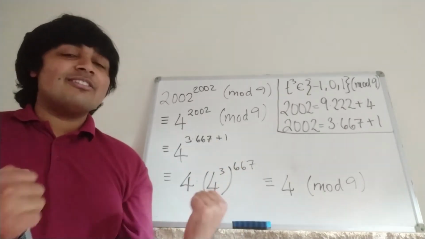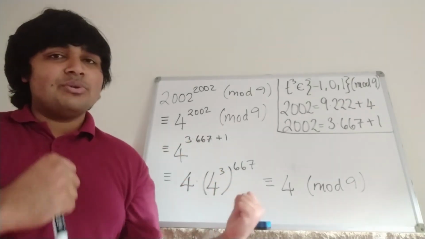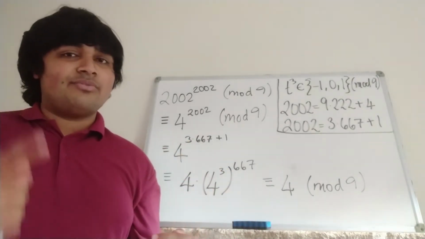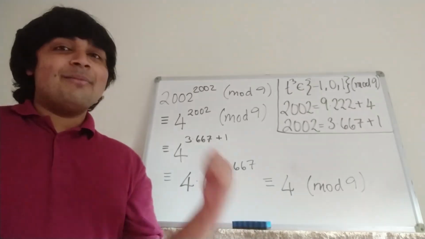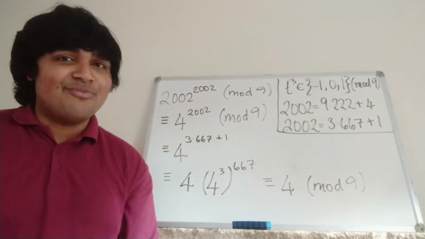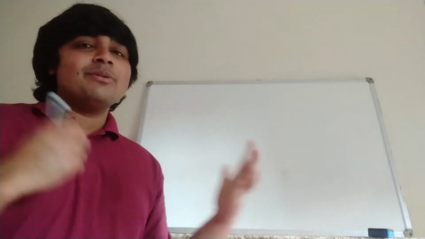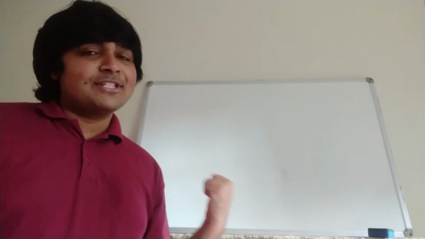Now, I claim that the answer n is exactly 4. In other words, we can write 2002 to the power of 2002 as a sum of 4 cubes. But let's see why. Let me clear up the whiteboard, and then we'll show that we can write it as a sum of 4 cubes. To show that 2002 to the power of 2002 can be written as the sum of 4 cubes, let me just give you an example.